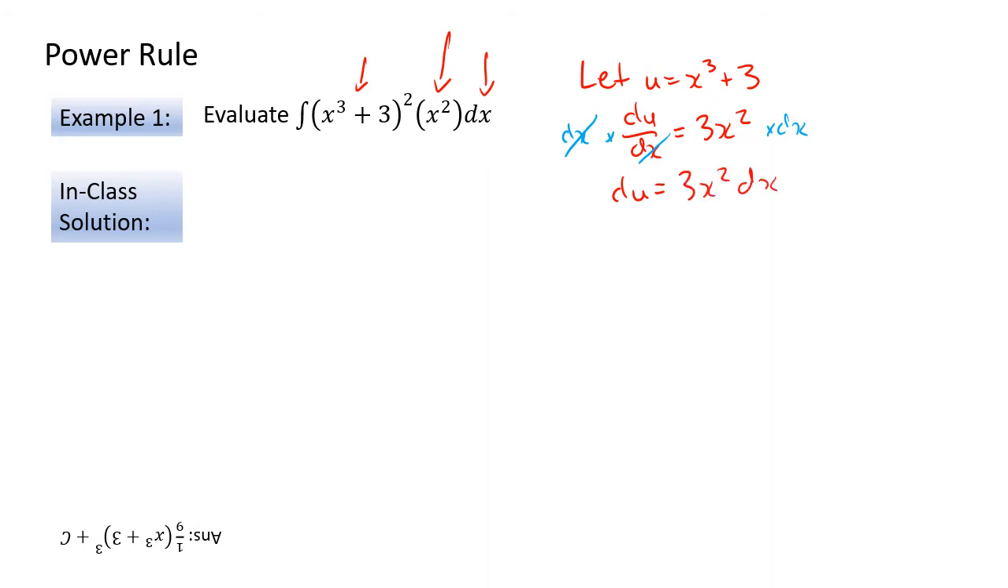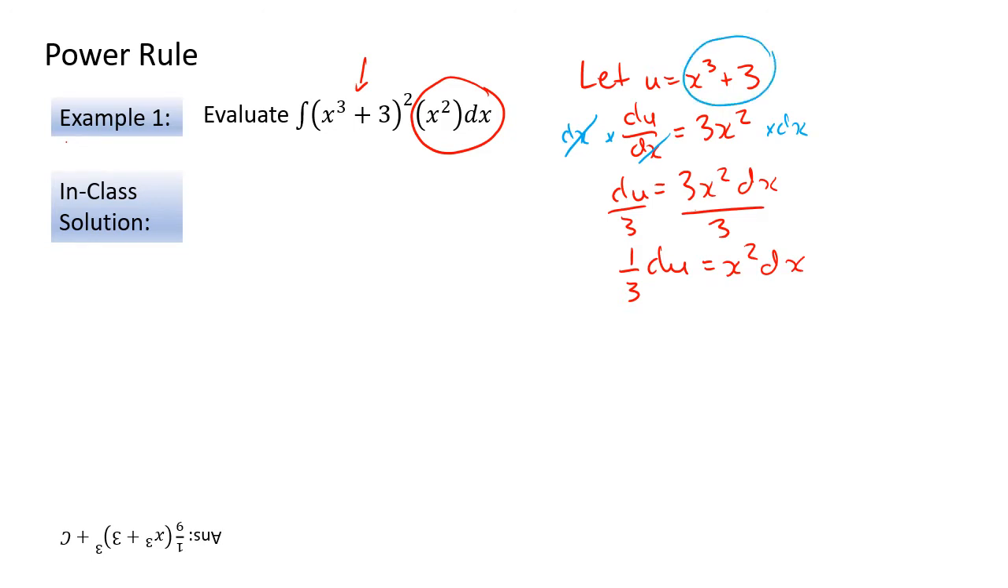So we're almost there, right? You see an x squared dx term here, but you don't see that 3 there, which means we have to move it to the other side. So if we divide both sides by 3, we get 1 over 3 times du is equal to x squared dx. So now we have two terms here that we can simply substitute in for. Okay? If I do that, then my integral becomes the integral of, instead of x cubed plus 3, it's u squared. And instead of x squared dx, it's 1 over 3 times du.